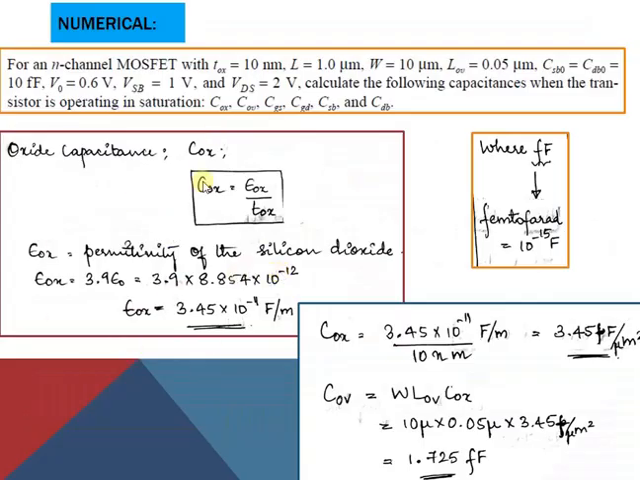So first we will start with computation of COX, that is because the equations for CGS and CGD require the value of the oxide capacitance. EOX, that is permittivity, is 3.45 into 10 to the power minus 11 farad per meter, and COX will be equal to 3.45 femtofarad per micrometer square. COV is equal to W L_OV into COX, and that gives us a value of 1.725 femtofarad.